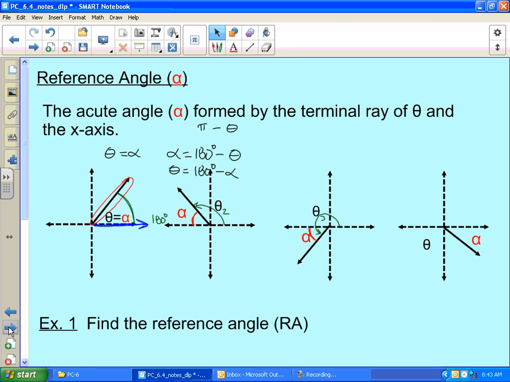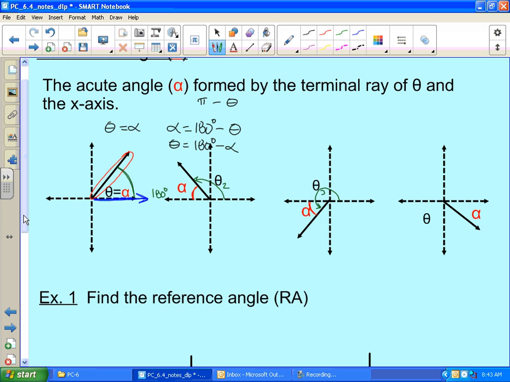And then we figure out, okay, how do I calculate one or the other? Well, in quadrant 3, we can say that our reference angle would be equal to theta minus 180 degrees, or theta is equal to 180 plus alpha. Again, one or the other. I'm either trying to find the reference angle alpha or I'm trying to find theta.